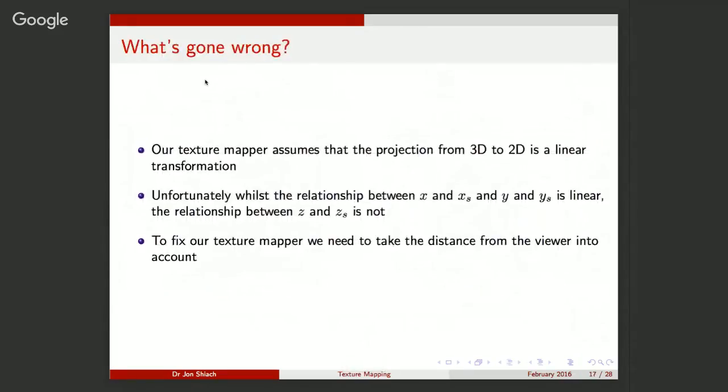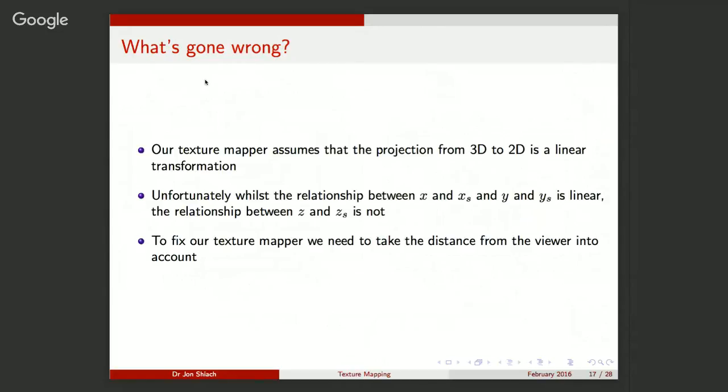So what's gone wrong? Well, the problem is our texture mapper assumes the projection from 3D to 2D is a linear transformation. Now, as I mentioned at the beginning of this lecture, the screen space is still a 3D space. We're just looking at it down the z-axis, so we don't see any z-axis. So when our polygons are rotated and we have perspective applied, part of the polygon is further away than other parts. But our linear texture mapper doesn't take that into account.